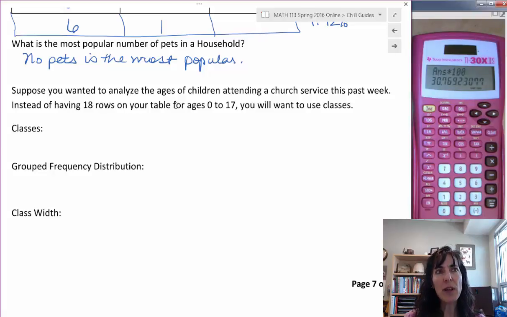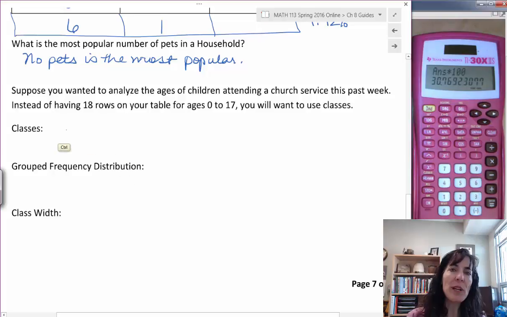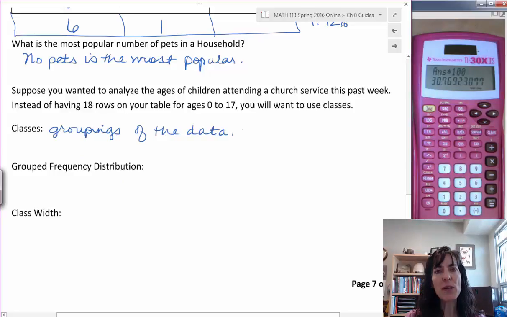But instead of doing that, I want to use what's called a class. A class, or classes, are groupings of the data. So instead of thinking about each row having just one age for these children, we might clump together a group of children who are near each other in age. So I might say 0 to 3, 4 to 6, 7 to 10, something like that. And that's what we're going to work on next.